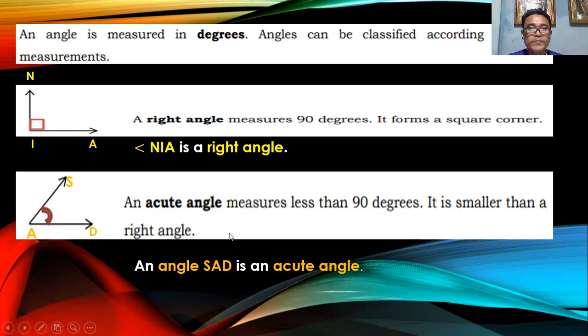An acute angle measures less than 90 degrees. It is smaller than a right angle. Angle SAD is an acute angle. Okay, it is smaller than a right angle. So it measures less than 90 degrees from 1 degree to 89 degrees. So we can name this angle as angle SAD, angle DAS, or angle A.